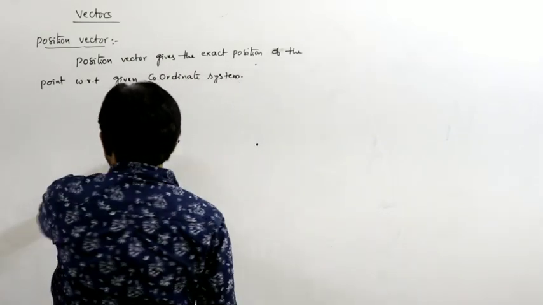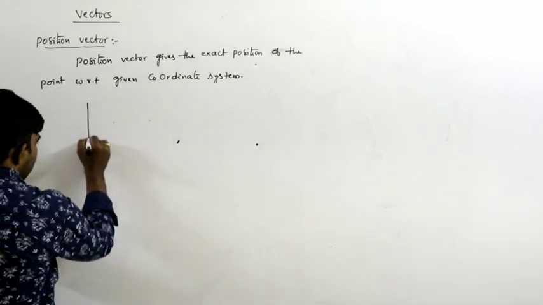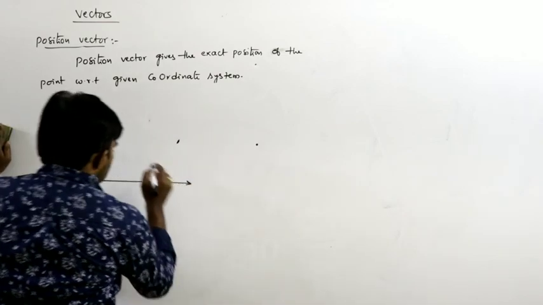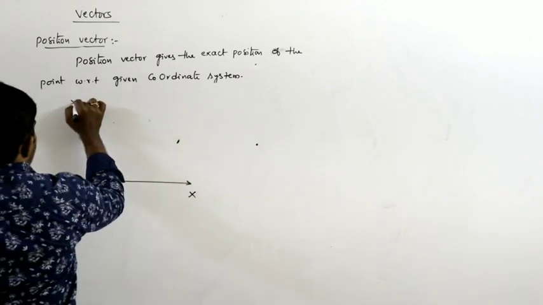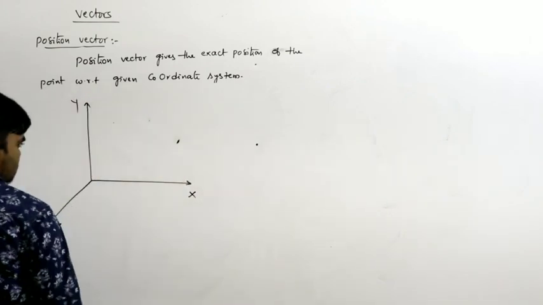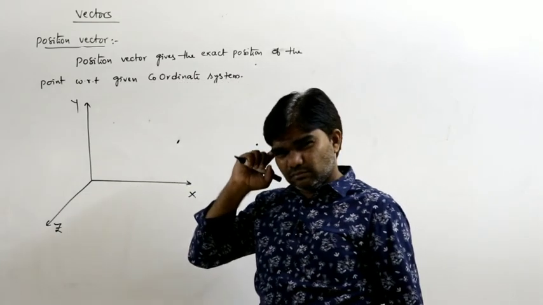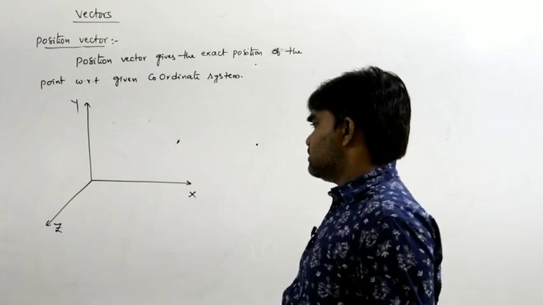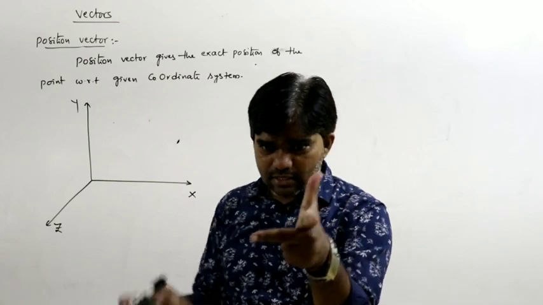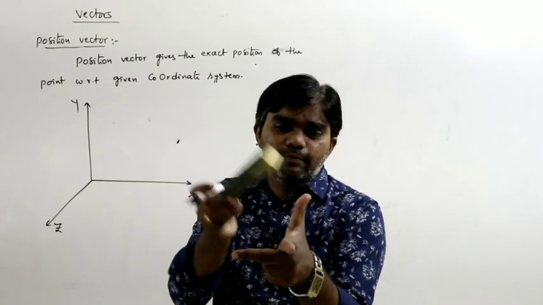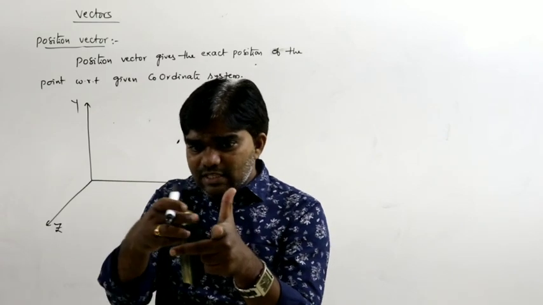So here, come to the point. Let us say this is the x, y and z axes. This is the x axis, this is the y axis and this is the z axis. These are the 3 representations. Remember these 3 axes, x, y and z. So this is the origin.